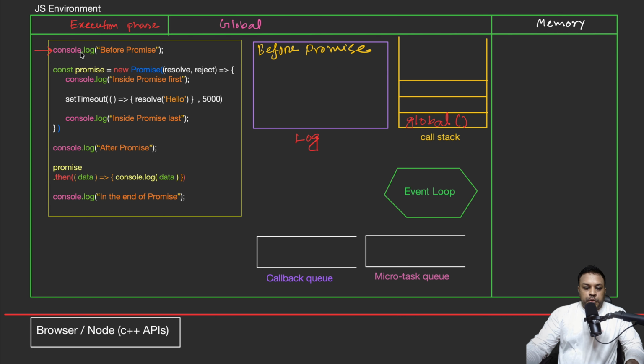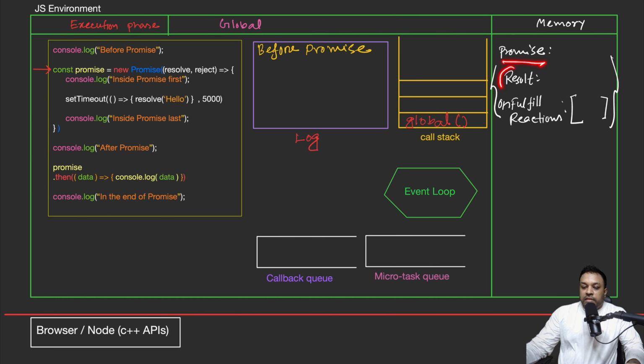Now the execution will move to this line, basically this one. And here we are declaring a variable promise, which is basically holding the promise object. So let's declare this variable. Basically, let's store this variable in the memory, promise, and it will have a promise object, which will have several things. One is basically result, and another is on fulfill reactions, which is nothing but an array. So this promise will basically hold this result and this on fulfill reactions. This is basically an array. And how does it work? We will see that.